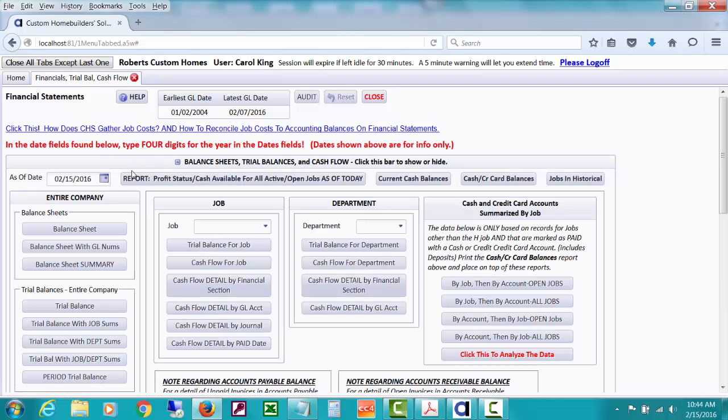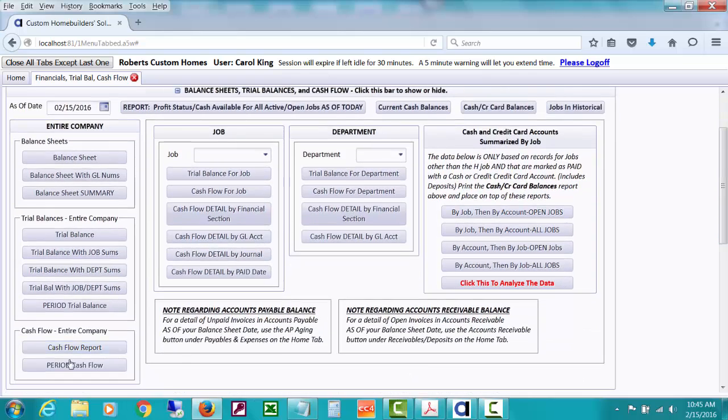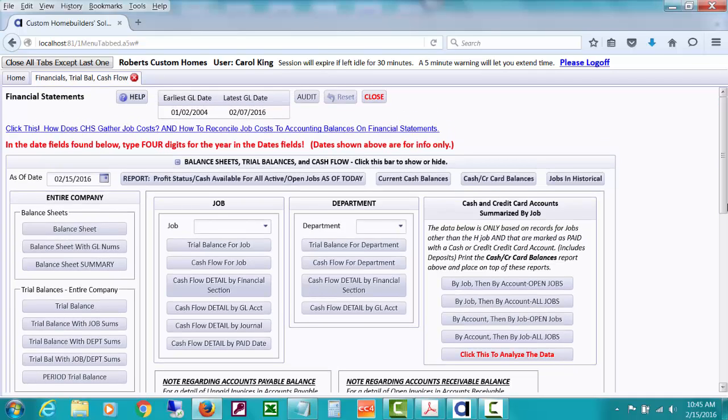flow. You will notice that over here on the left, we have trial balances for the entire company, and cash flow down here for the entire company. And we will come back and talk more about those. But the first thing I'd like to show you is that under the entire company, and then we're going to jump over to job things, you're going to see that there's a trial balance with job sums.